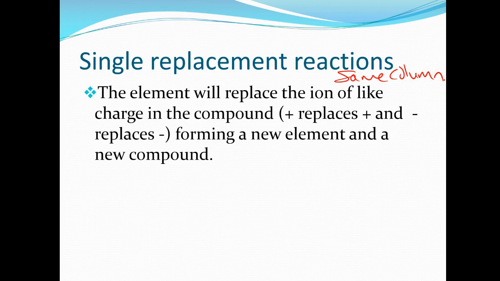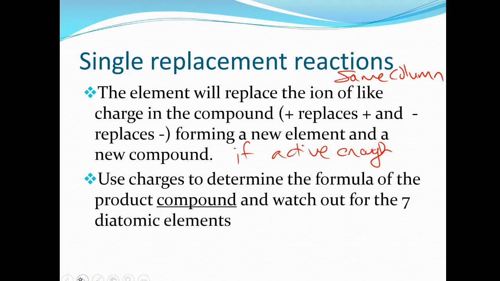Positive replaces positive and negative replaces negative. It forms a new element and a new compound if it is active enough, if it's high enough on the chart. Okay, so you're going to use the charges to determine the formula of the product compound, and then the element is by itself. And watch out for the 7 diatomic elements. There are 7 of them.